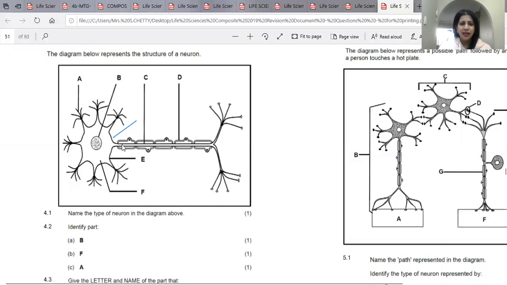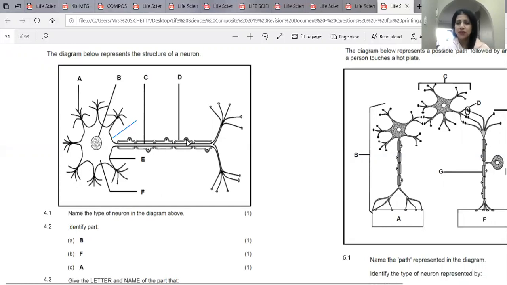Notice this axon is covered. It has a covering, and that covering is D, called the myelin sheath. Very important, because it speeds up the transmission of the impulse. Remember, impulses must be carried very fast to prevent damage. So it speeds up the transmission of the impulses by providing electrical insulation.